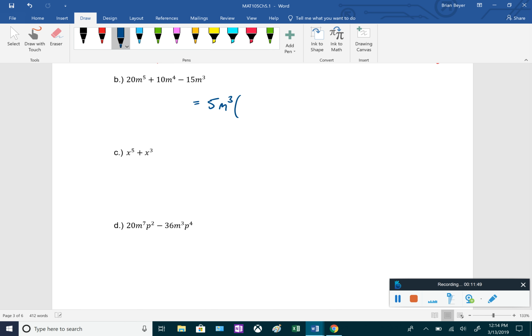So dividing this out, we're going to get 4m squared from that first term. Remember, when we're dividing m to the 5th by m cubed, we're subtracting the exponents, so we're left with m squared. 10 divided by 5 is 2, m to the 4th divided by m cubed is m. And then we're left with minus 3 for that last term.